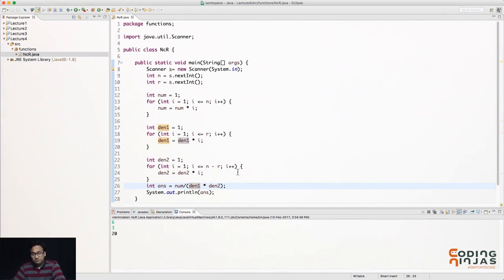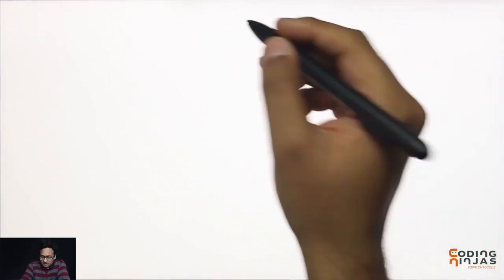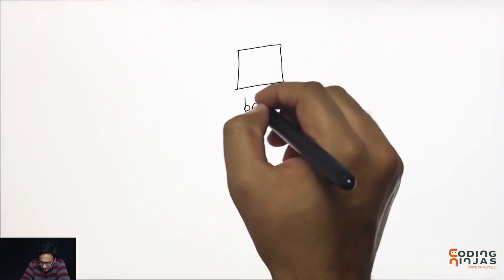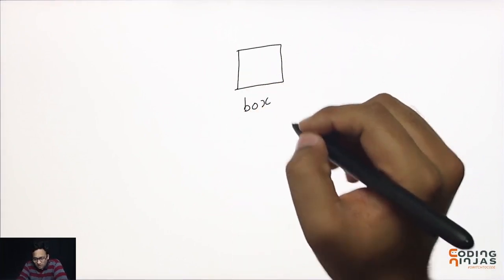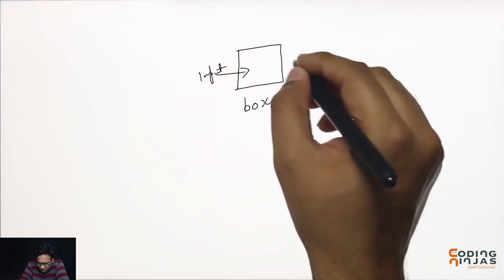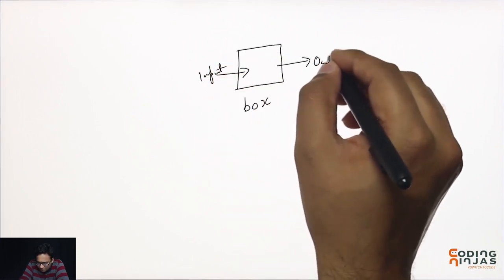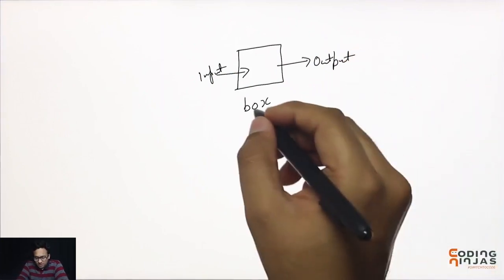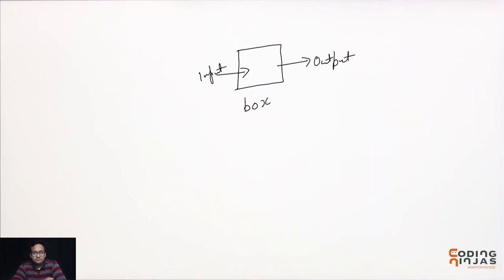Instead, what we should do, we should use something called a function. So what is a function? A function is basically a box which takes some input and which gives you some output. That's it. It's a box which takes input, gives us output.